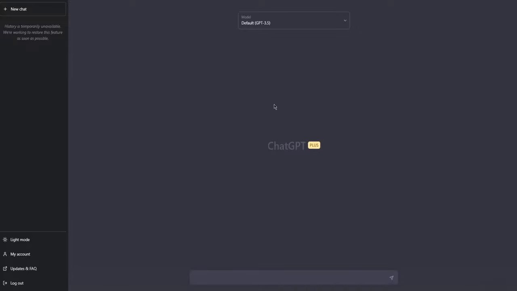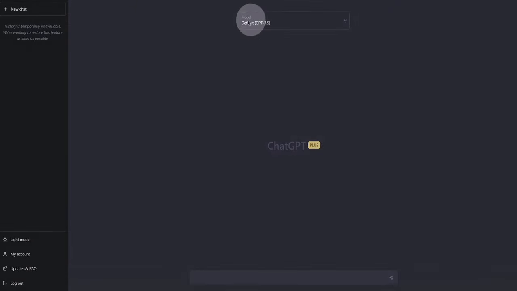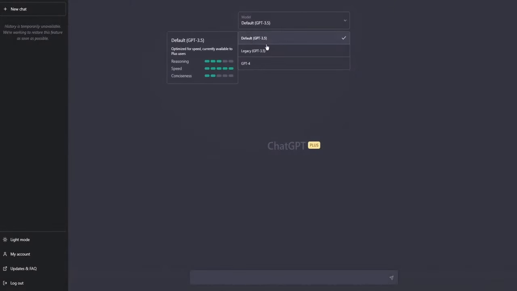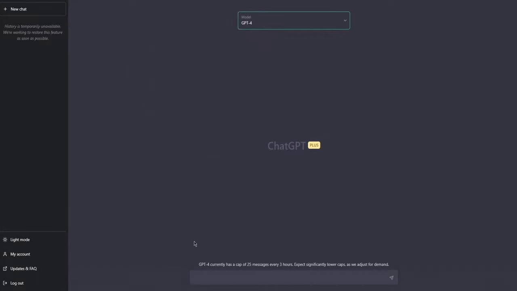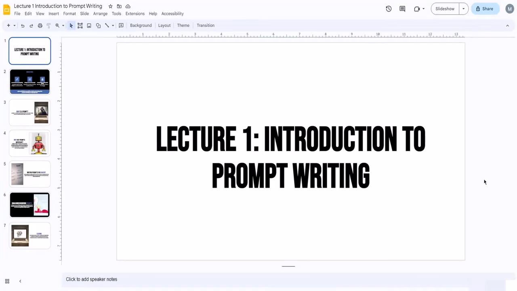In order to change from the default model, you will come here above where it says model, and change it from default to ChatGPT 4. Now be attentive, ChatGPT 4 currently has a cap of 25 messages every 3 hours, which is a problem for us, but we will be fine.